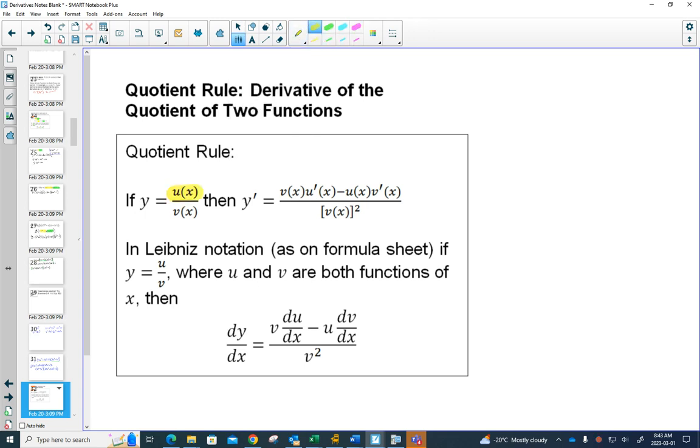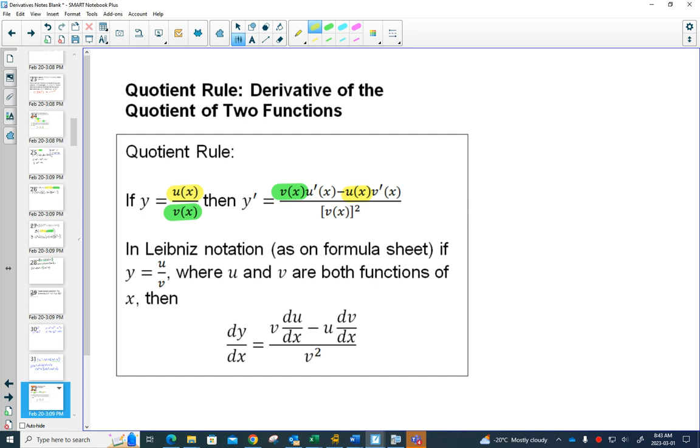You've got a function on the top and a function on the bottom, which we will refer to as the top function and the bottom function. With the quotient rule, it's sort of similar to the product rule where you keep something the same and take the derivative of the other one. But now it is important which one you keep the same first. So we need to keep the bottom the same, multiply it by the derivative of the top, then keep the top the same and multiply by the derivative of the bottom.